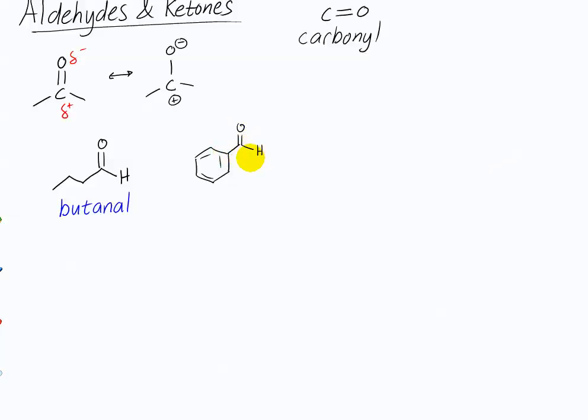So in this one, we can't really call this benzal. That doesn't really make sense, because the aldehyde is on a separate carbon from the benzene ring. So just using a suffix on the benzene doesn't really tell us that the aldehyde is in fact on another carbon. So because of that, this one's called, as you know, benzaldehyde.